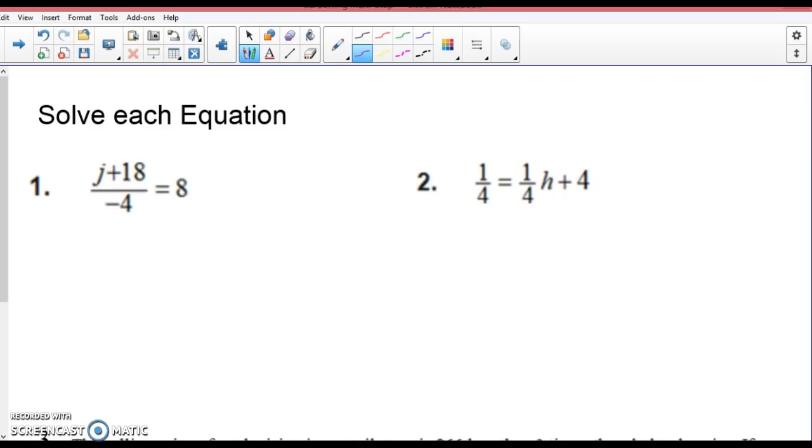All right, here we are with our lesson. You want to get your note packet out. I gave this to you. It is, I think, gold. All right, we're going to solve these equations, and these are a little bit more complicated than the ones we did on Friday.